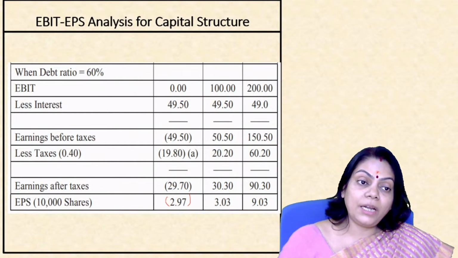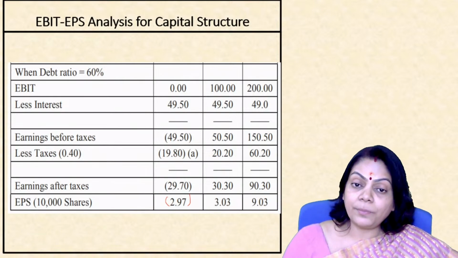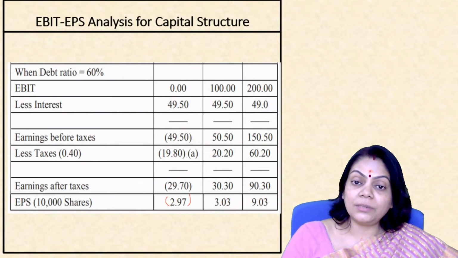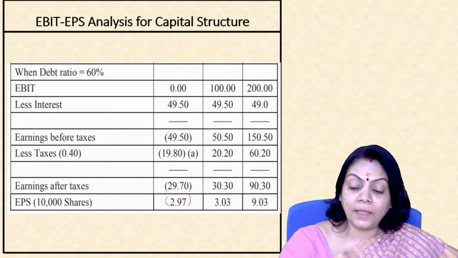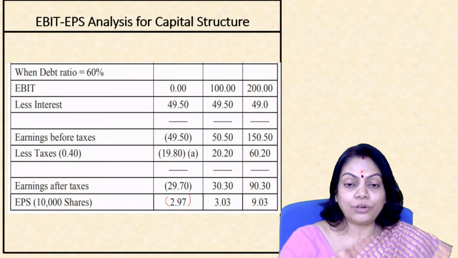So if your EBIT is increasing by 100%, now the EPS is registering a big jump here. Okay, so about a 200% jump here. That is the thing that I wanted to show you.